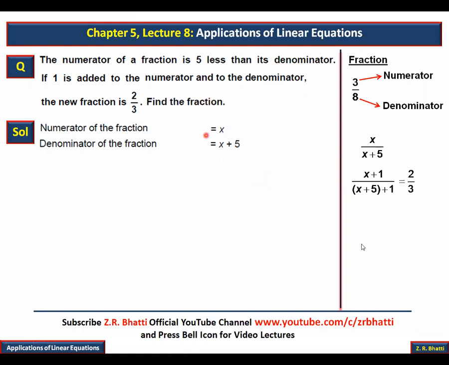अगला स्टेप यही था। हमारी जो फ्रैक्शन आई है (x + 1)/(x + 5 + 1), और it should be equal to 2/3 according to the given condition. By the given condition we have (x + 1)/(x + 5 + 1) is equal to 2/3.